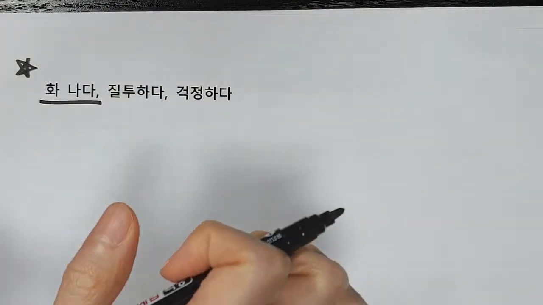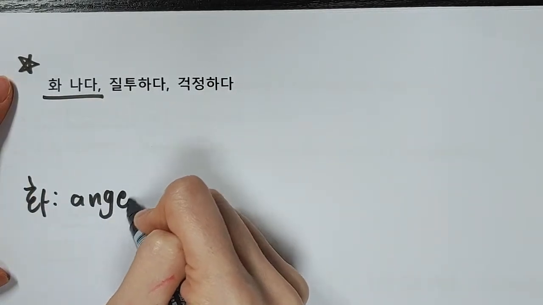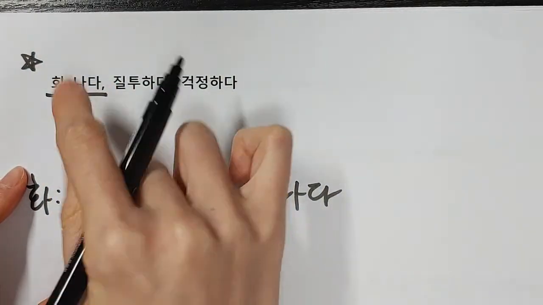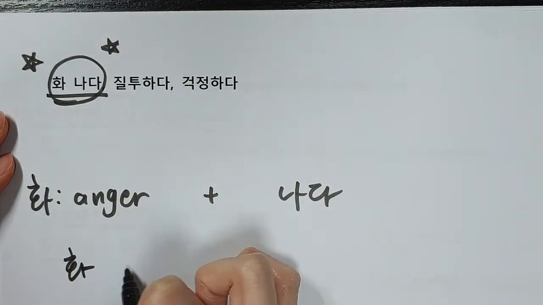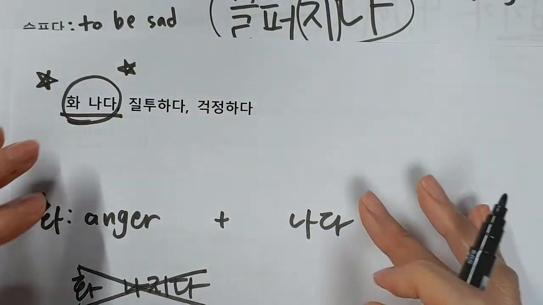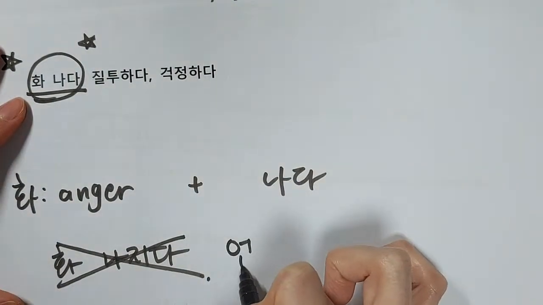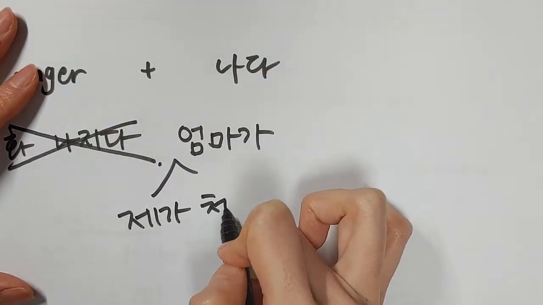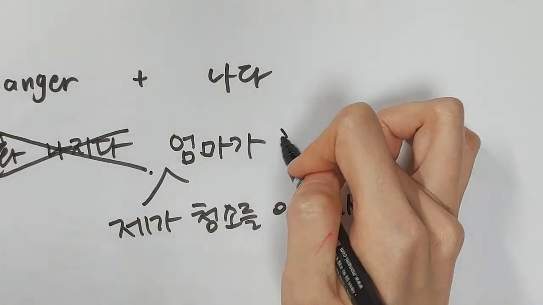So 화나다 means to get angry. 화 means anger, and 나다 means for something to arise, so it means for anger to arise. This in and of itself means to become angry. You don't have to combine it with 아어지다, nor is it grammatically correct, because 화나다 is a verb. You can just use 화나다 for you became angry. For example, I didn't clean, so my mom got angry: 엄마가 화났어요 or 화가 났어요.